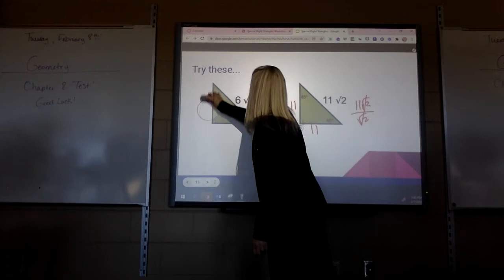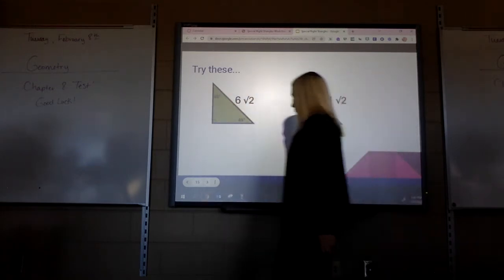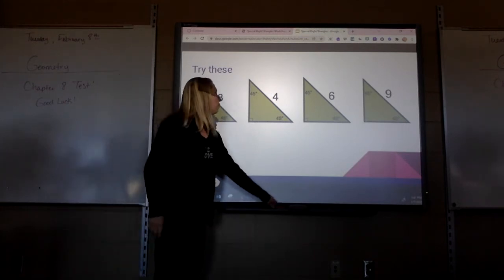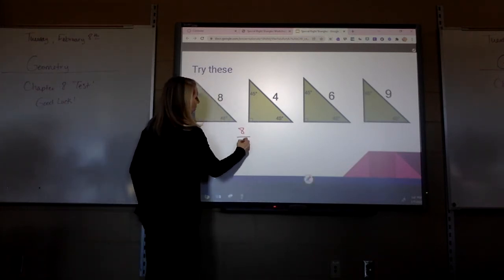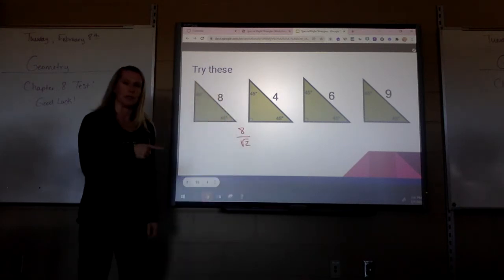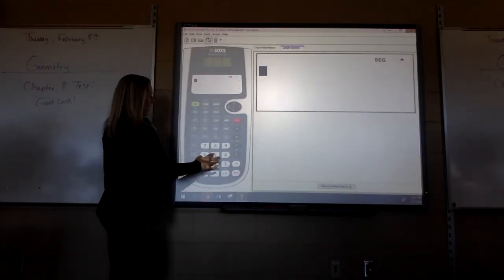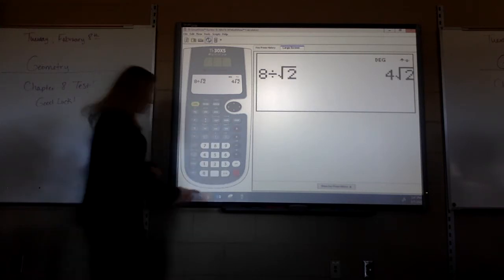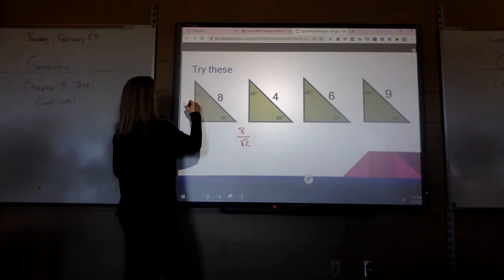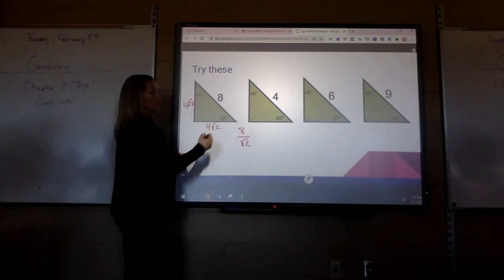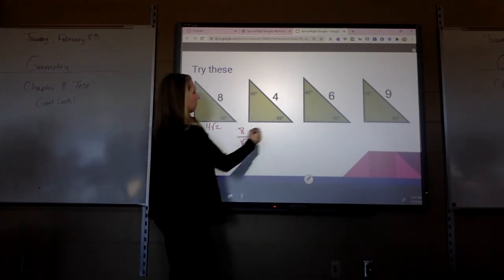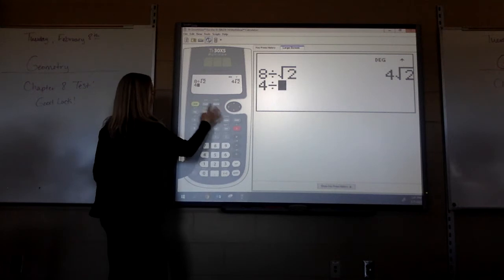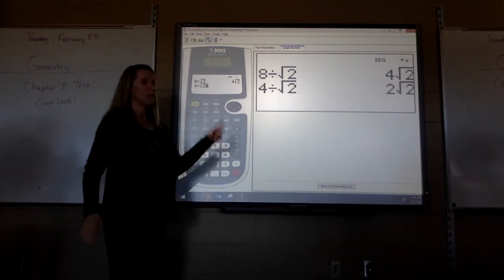But what if there's not a radical 2 next to it? Let's talk about that. What if there's like an 8? So if I do 8 divided by radical 2, let's see what happens in the calculator. 8 divided by radical 2. It is 4 radical 2. 4 radical 2, 4 radical 2, because the legs are always the same. Try this one. What's 4 divided by radical 2? 4 divided by radical 2 is 2 radical 2.